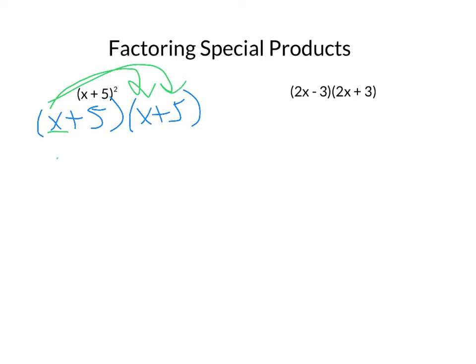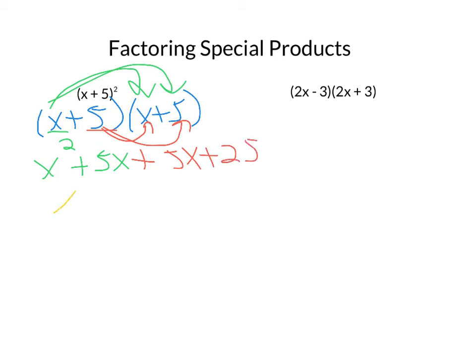X times x is x squared, and x times 5 is 5x. Then I'm going to take my second term, 5, and also distribute it through the second set of parentheses. 5 times x is 5x, and 5 times 5 is 25. I can simplify this polynomial by combining like terms, and I end up with x squared plus 10x plus 25.